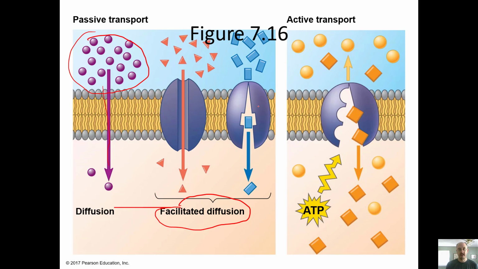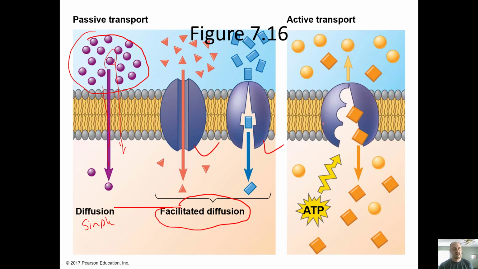Okay, and those could be carrier proteins like we see here, or just channel proteins like we see there, like we've seen in that previous slide. That's facilitated. That's when a protein is involved. Once again, simple basic diffusion is when a molecule crosses the membrane directly. I often refer to that as simple diffusion. Active transport is when we use a pump that's powered by ATP and we move things against their concentration gradient.